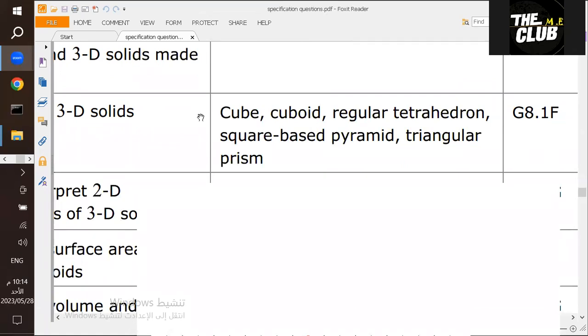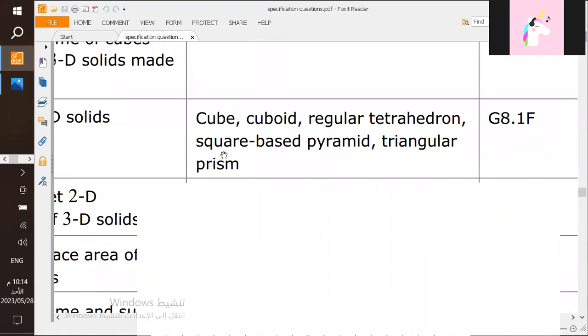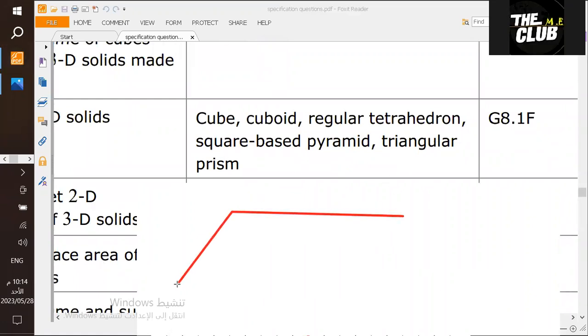Wait, how do you find the area of the parallelogram again? A parallelogram looks like this, right? So it has a base and a height. You multiply the base by the height. That's it.